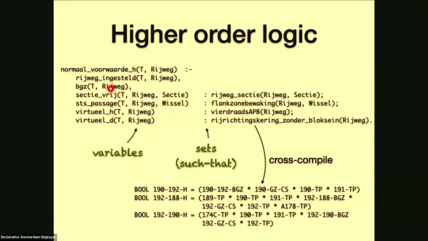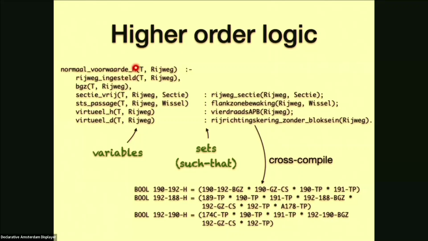So this is a piece of ASP programming, and basically the most important thing is to look for this symbol here, the colon and the dash, which means if. That's the easiest thing, I think. And it has a head, which is here. It says, I'm sorry, that's Dutch, but it says normaal voorwaarde. It means normal condition, which actually says this is a condition under which a train is allowed to drive a certain section or a certain route.